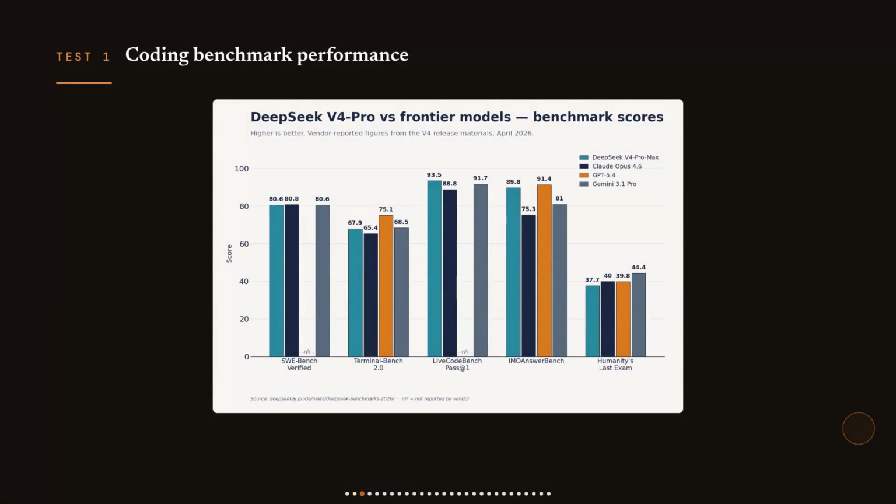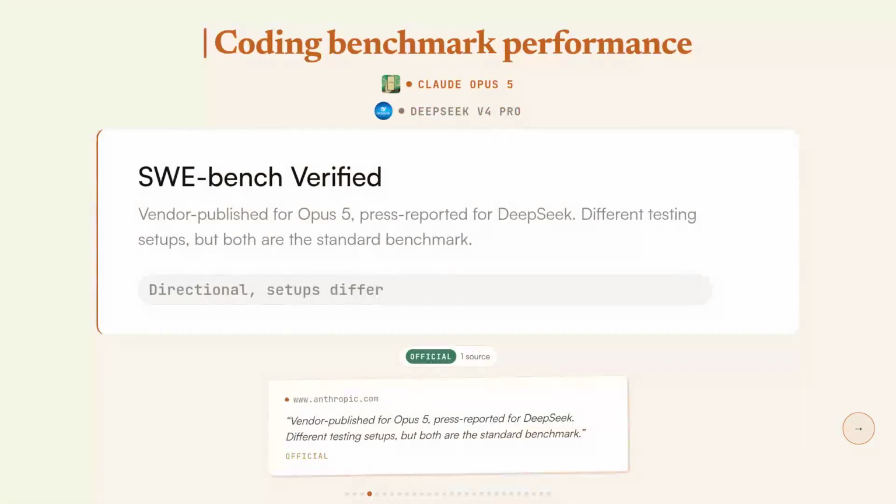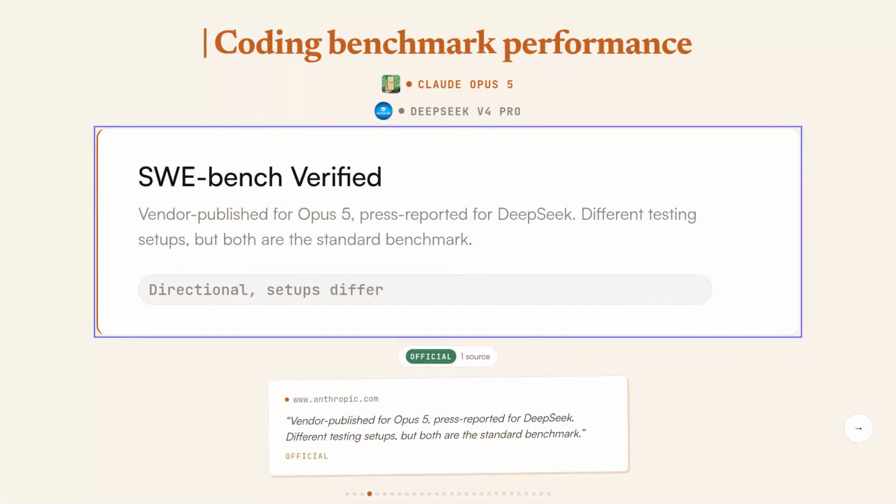Test 1, Coding Benchmark Performance. Pick the wrong model here, and you're paying for weaker code on every single run, which adds up fast if you're shipping anything real. The test that matters most for coding right now is SWE Bench Verified. It checks whether a model can actually fix real verified software issues instead of just answering trivia about code.